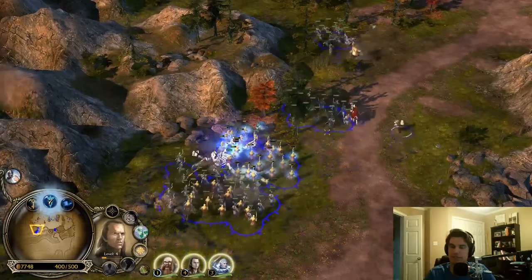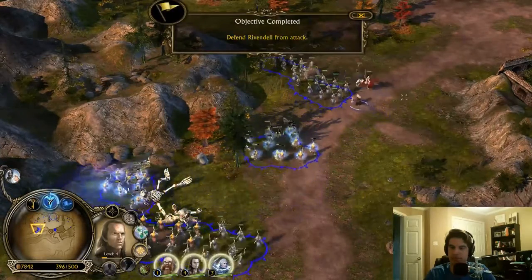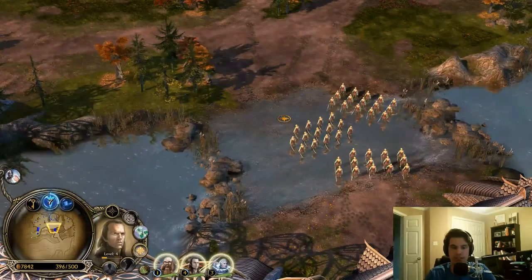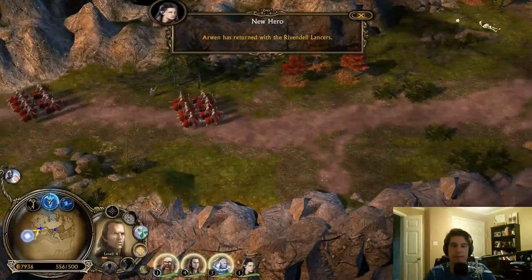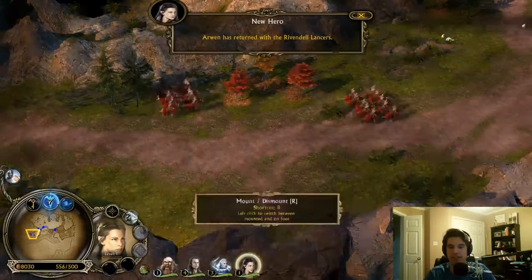There we go. Good. Onward. This way, elves. All right, we defended Rivendell. So I'm going to circle back over here. I've returned with the Lancers, Father. That's what I'm talking about. More reinforcements. Arwen, you need to get on a horse.